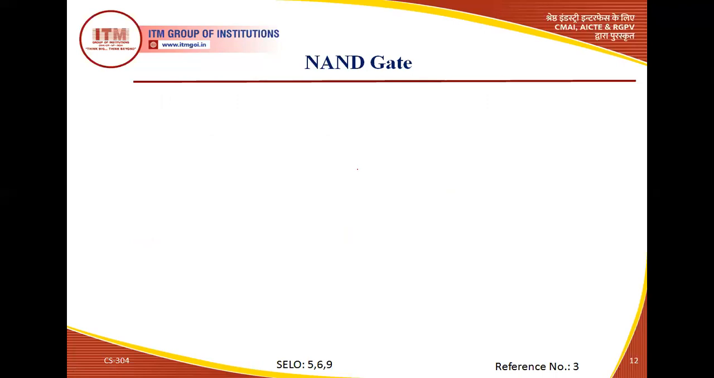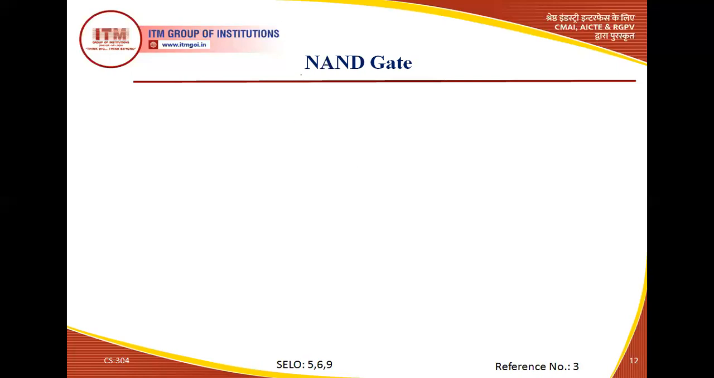So NAND and NOR gates are known as universal gates because we can implement any logic gate by using a single NAND gate or a single NOR gate. Single means by using only the NAND gate or only the NOR gate, we can create any basic logic gate. That's why it is called a universal gate.